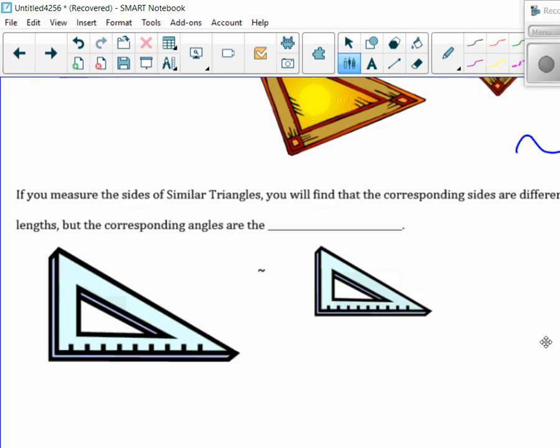Yeah. Okay. If you measure the sides of similar triangles, you will find that the corresponding sides are different lengths, but the corresponding angles are the same. So for instance, this angle, which I show is right, those are the same. This might be, say, I'm just making this up, 30 degrees. So this is 30 degrees, and this is 60 degrees, right? They're the same angles, but they're just different lengths of sides.